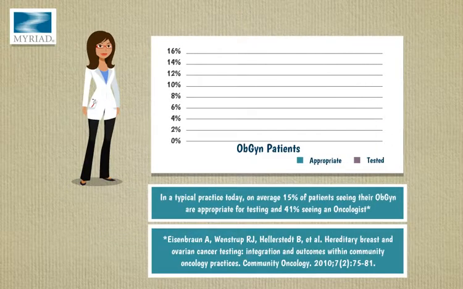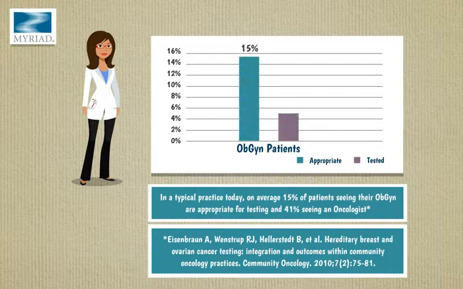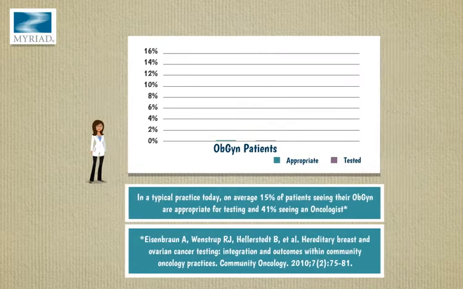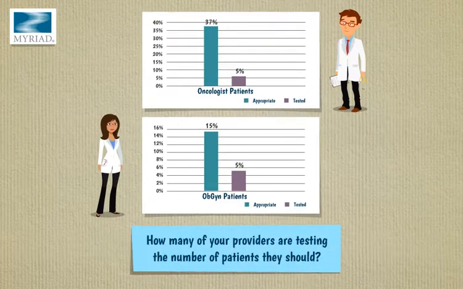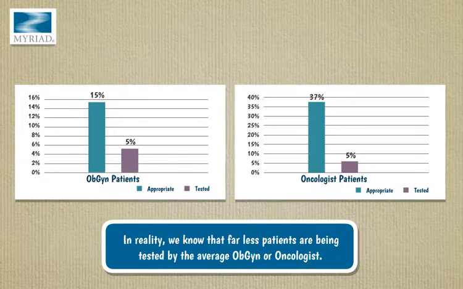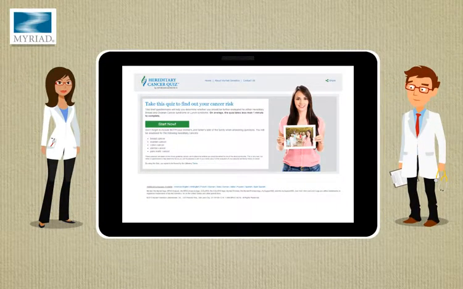When we look at an OBGYN, on average, about 15% of patients were appropriate for testing, and 24 to 37% of patients seeing a medical oncologist were appropriate. How many of your providers are testing the number of patients they should? It's clear that a large percent of patients are not receiving appropriate medical management because providers are not actively collecting and using cancer family history. There are doctors like this in your territory, and this is how the online hereditary cancer quiz can help.